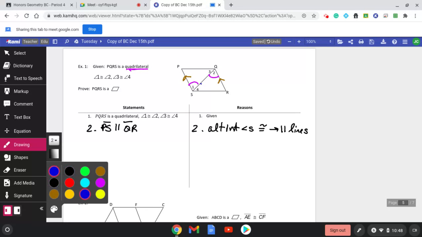3 and 4 are congruent. Stop right there. If 3 and 4 are congruent, you can tell me what? Radhika, what is true if 3 and 4 are congruent? PQ is parallel to SR. There you go. PQ parallel to SR. And if you guys want to write a separate statement number 3 and write that, that's fine. It's going to be the same reason, so I'm just slipping it in there at number 2.